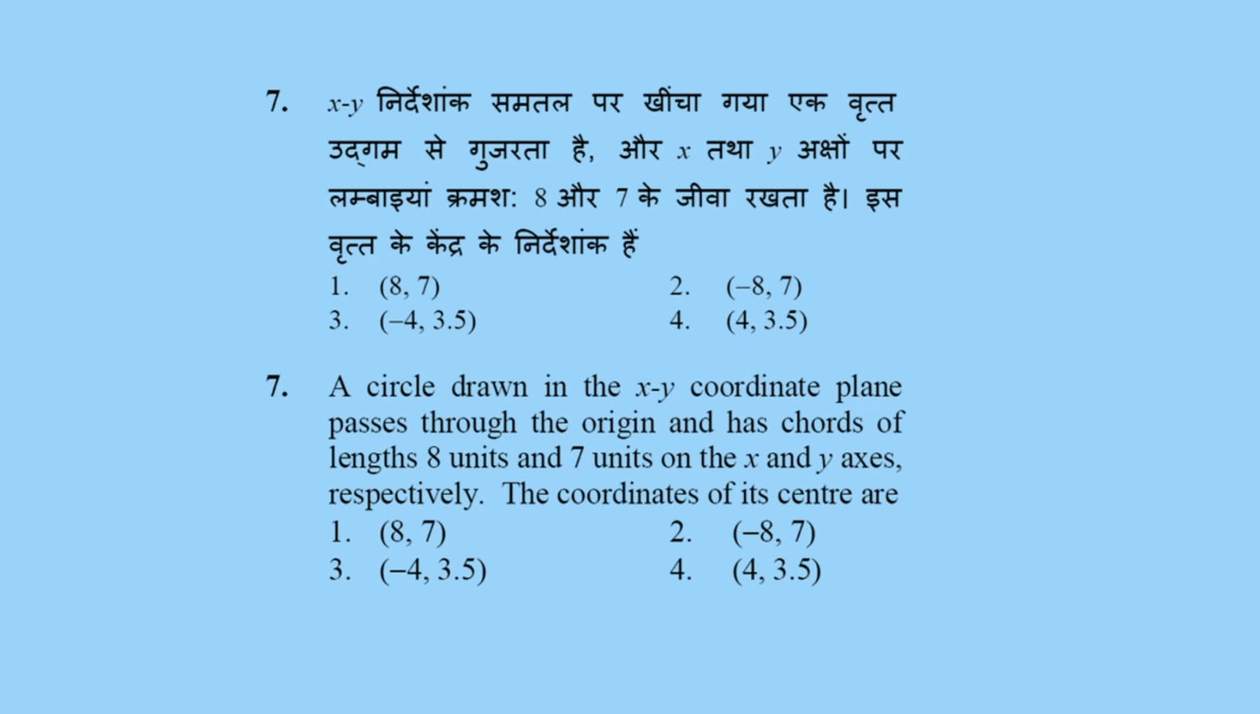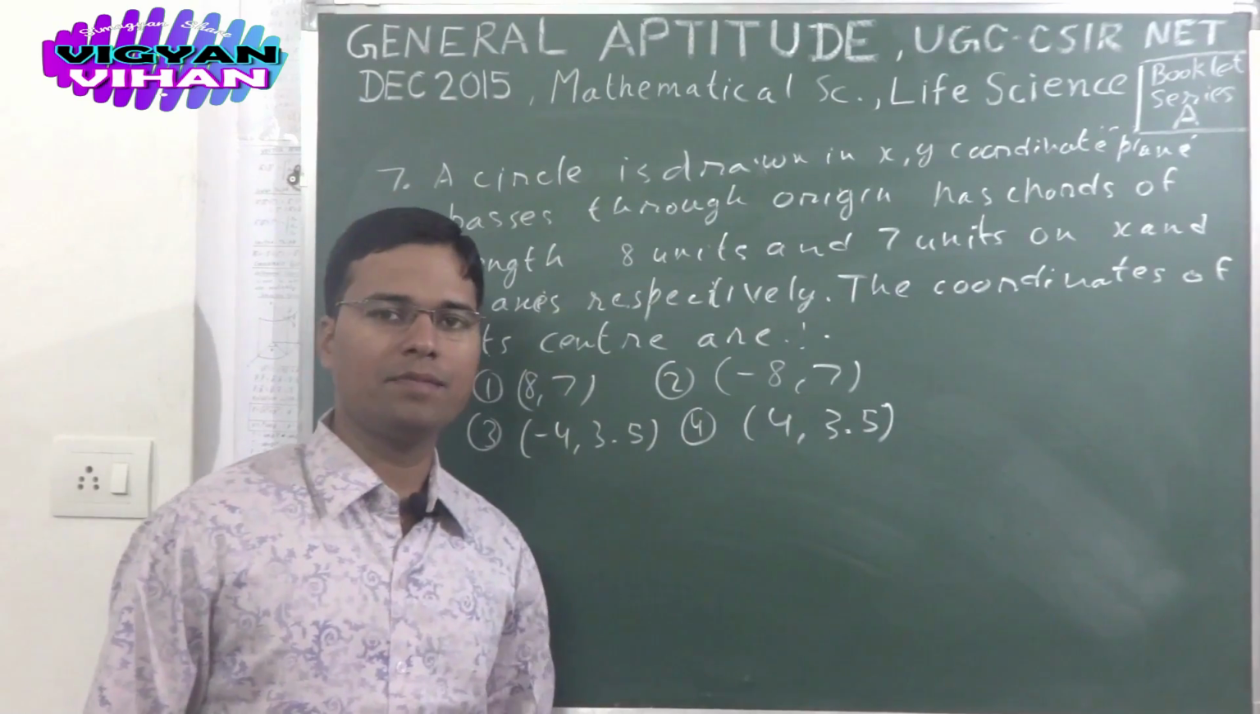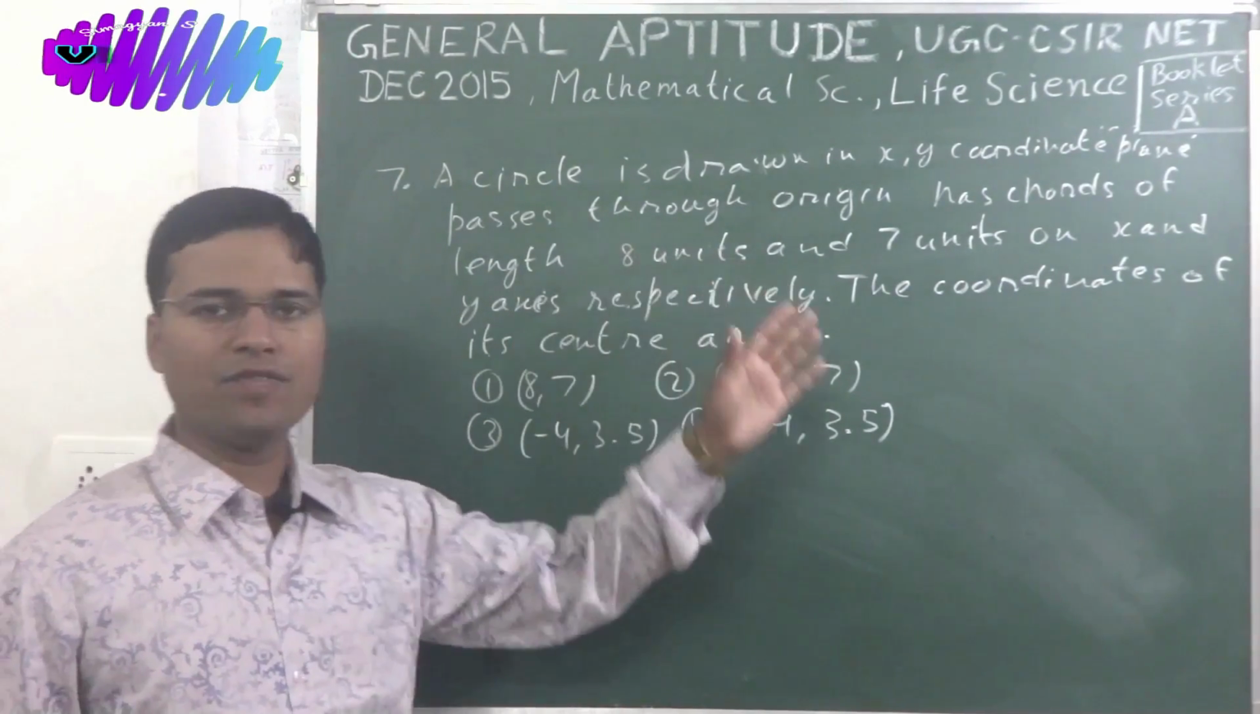Friends, problem number 7. A circle drawn in the xy coordinate plane passes through the origin and has chords of lengths 8 units and 7 units on the x and y axis respectively. The coordinates of its center are: option 1, 8, 7; option 2, minus 8, 7; option 3, minus 4, 3.5; option 4, 4, 3.5. Friends, in this problem there is a circle in the xy plane.